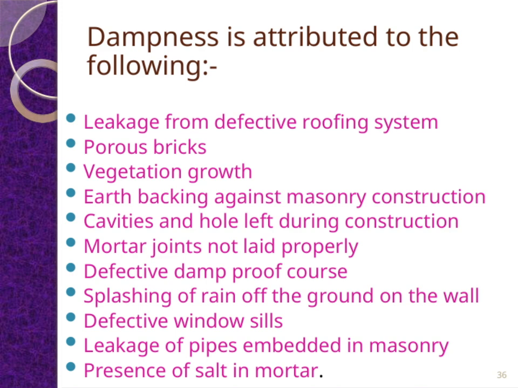Splashing rain off the ground onto the wall can also introduce moisture, especially if the ground level is too high or poorly finished. Defective window sills may allow water ingress during storms or rain. Pipes embedded within masonry, if not properly sealed, can leak and cause localized damp patches. Additionally, the presence of salt in mortar can lead to salt efflorescence, which attracts moisture and worsens dampness issues. Overall, these points highlight how structural and construction flaws are key contributors to dampness in buildings.